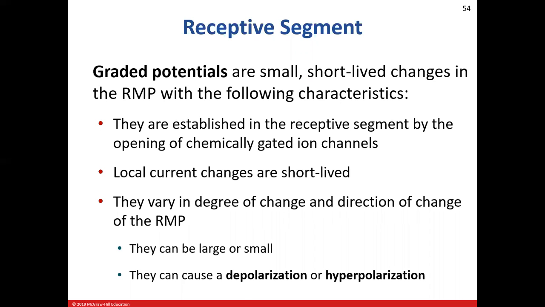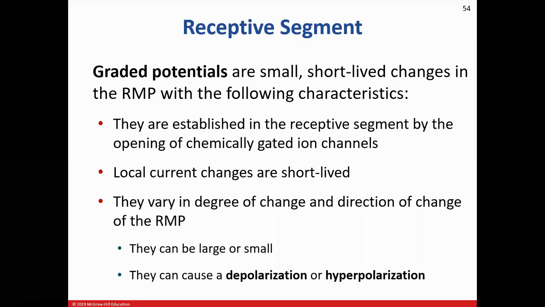What that means is they can be large or small in size, so they can have a large change in voltage or a small change in voltage. And they can cause a depolarization or a hyperpolarization. Now, a depolarization is where the cell is becoming more positive. A hyperpolarization is where the cell is becoming more negative.